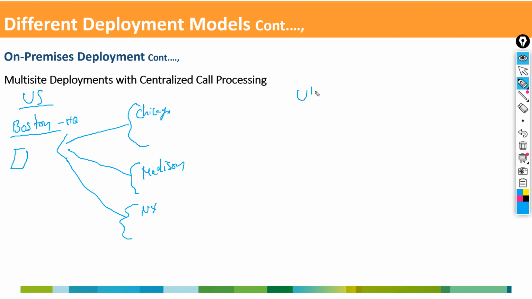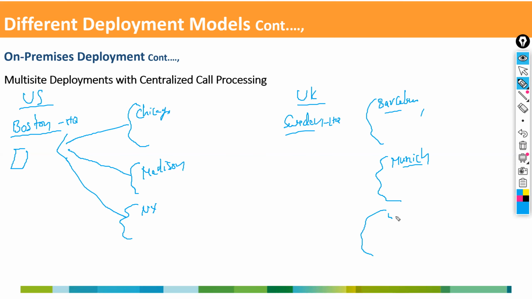Now I'll come to the UK one. Sweden is the headquarters here. In Barcelona, I have an office, that's in Spain. In Munich, we have an office, that's in Germany. Winners, that's in the UK, we have an office. Now we have placed the CUCM here in Sweden. But in Barcelona, Munich, and Winners we also have IP phones. All these IP phones are registered under Sweden. What type of deployment is this? Multi-site with centralized call processing.